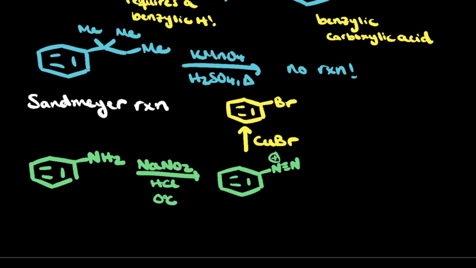useful if I already have Br2 and FeBr3. If you have some sort of meta directing thing going on where you can't use the Br2 and FeBr3, then this is especially useful. Okay. Another possibility is if you wanted to maybe add in an iodine, you can use potassium iodide.